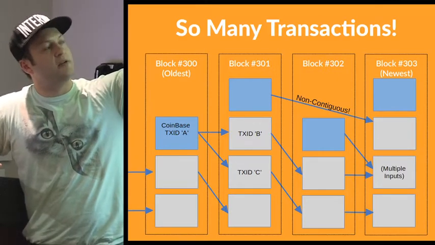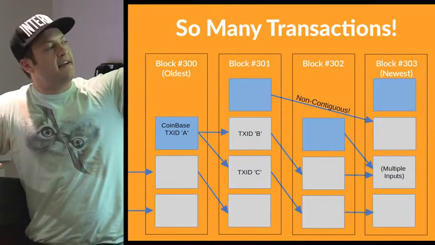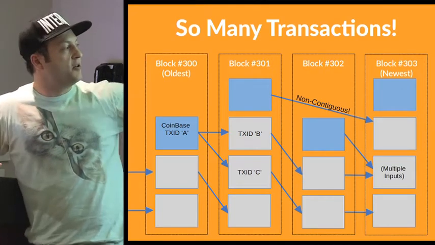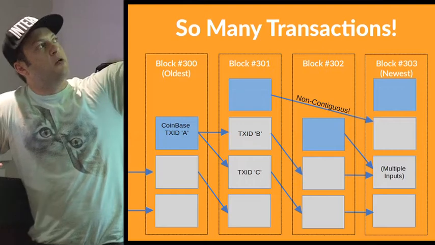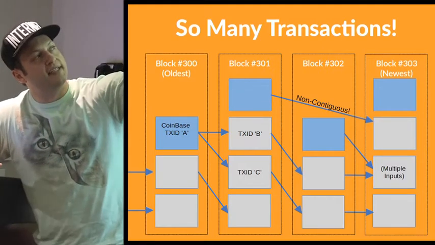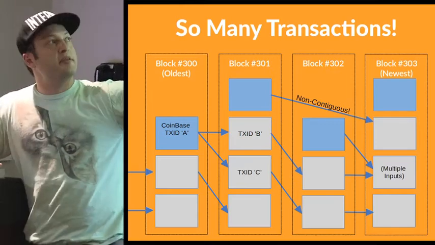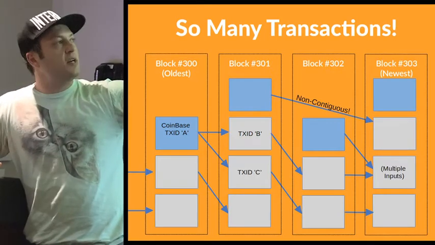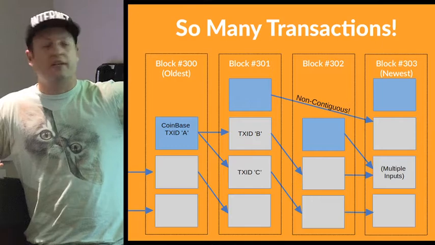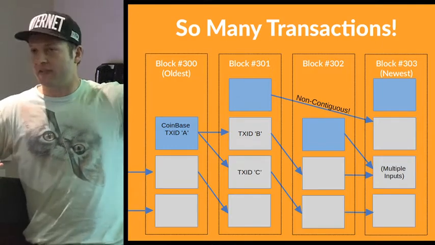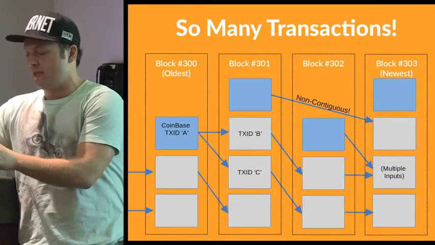I also illustrated, just in case there's any confusion, that they don't have to be continuous references. So you can see that somebody spent a Coinbase in block 301 to a transaction there in 302. In reality, there may be hundreds of thousands of blocks even between two people. Don't get the impression that they have to be next to each other. These balances go back as far as the blockchain, and they can be spent in perpetuity.